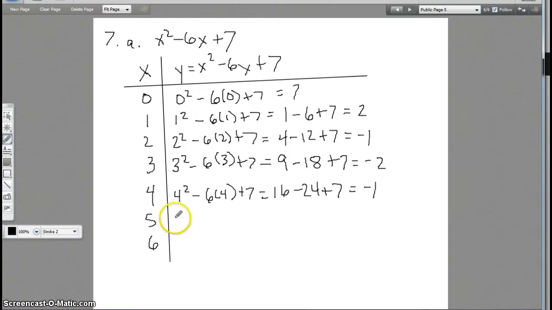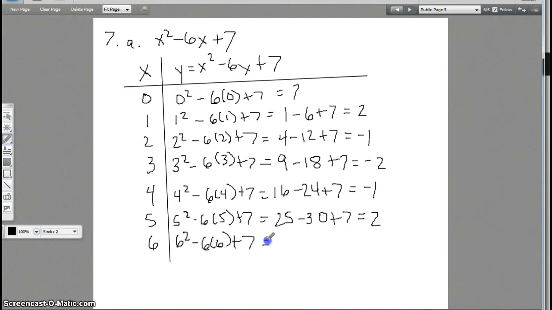Now we'll try 5. 5 squared minus 6 times 5 plus 7. 5 squared is 25. Minus 6 times 5 is minus 30 plus 7. We have 25 minus 30 is negative 5 plus 7 is a positive 2. And then we'll do this also for 6. We have 6 squared minus 6 times 6 plus 7. 6 squared is 36. Minus 6 times 6 is negative 36. And then we have a plus 7. And that will equal 7.